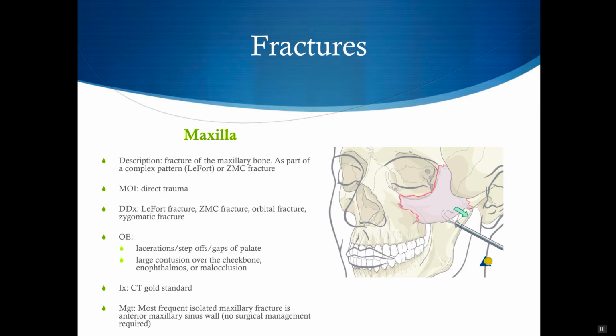Generally speaking, you'll see a large contusion over the cheekbone, as well as asymmetry in the face on the affected side of the injury. And once again, taking a look at the eye for any kind of evidence of ophthalmos. And then looking inside the mouth once again, make sure that there's no issues with essentially their bite, making sure there's no malocclusion. Investigations, once again, CT scan is the gold standard for facial fracture injuries.